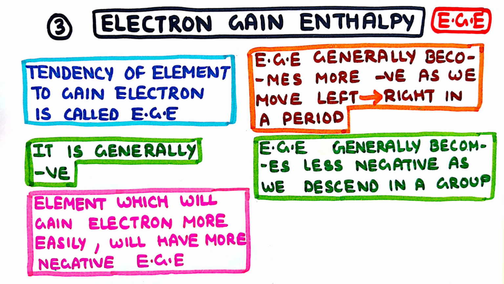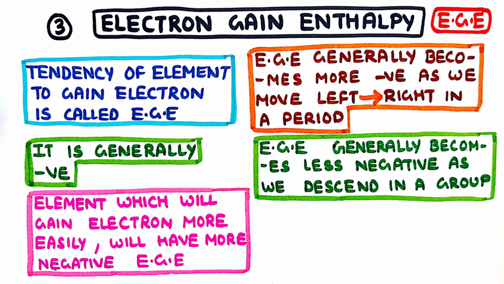Now let's discuss the third property, that is electron gain enthalpy. So, the tendency of an element to gain an electron is called electron gain enthalpy. So, ionization enthalpy is the tendency to lose electron and electron gain enthalpy is the tendency to gain the electron. And electron gain enthalpy is generally negative. The element which will gain electron more easily will have more negative electron gain enthalpy.